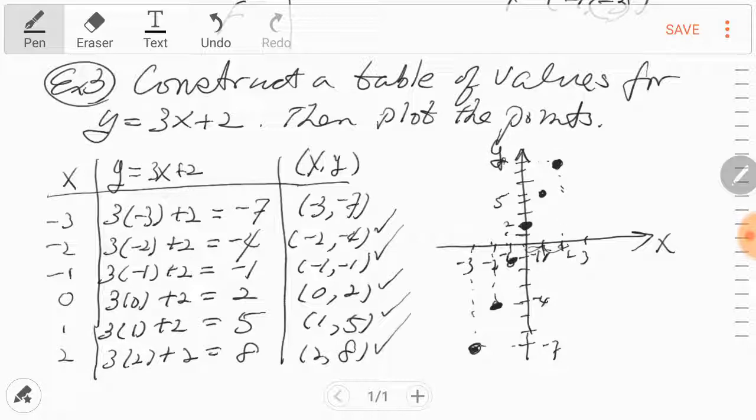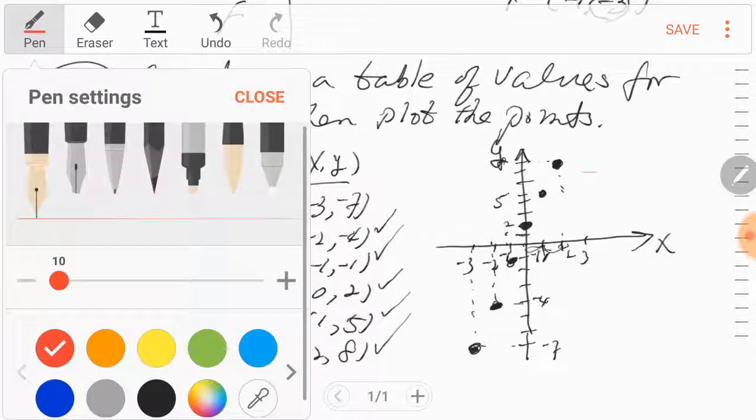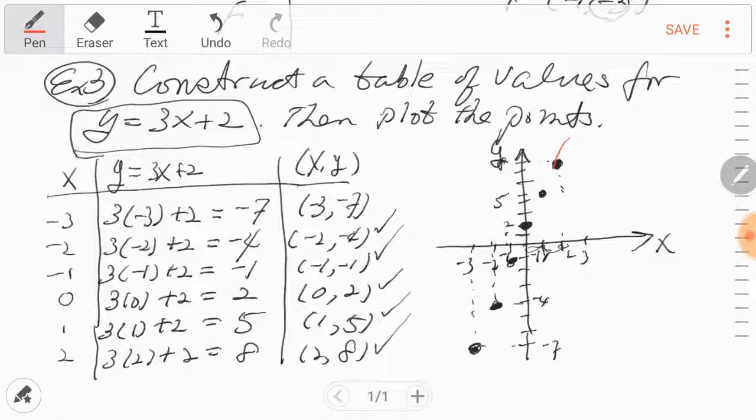So these are the locations of each point. So actually the graph of this linear equation is the straight line that connects all these points. Actually it connects all these points. So this is a straight line passing through all these points. So this is the graph of a linear equation.